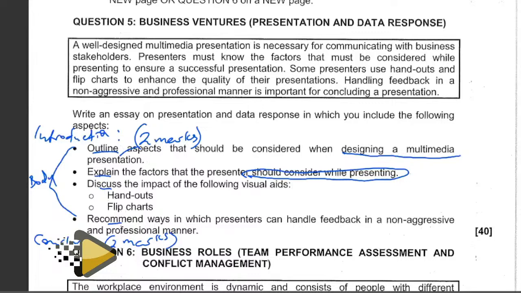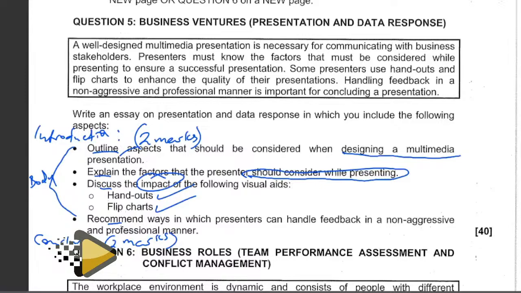Okay, right. So now let's also check the impact of the visual aids given. We are going to check the impact of the handouts, also the impact of the flip chart. Remember, when the question says give the impact, the expectation is either to give the positive effect or the negative effect. So now I'll start with the handout.